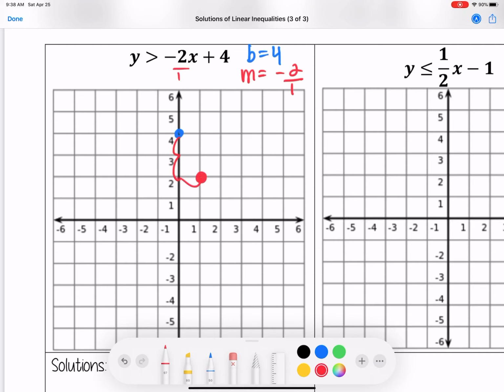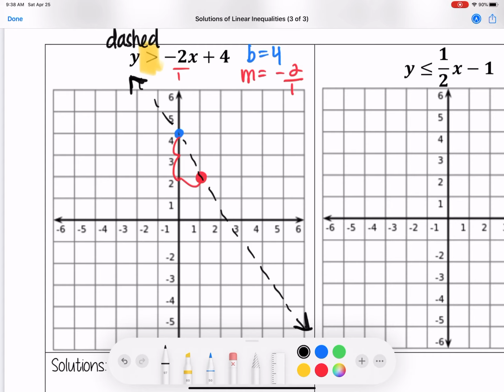Okay, so once I have that, I can go ahead and draw my line. Now, because my inequality sign is just greater than, it does not have an equal to, it's going to be a dashed line. Okay, so when I connect these, oops, it's not very good. And then on your paper, go ahead and use a straight edge and then make sure you draw arrows at the end.